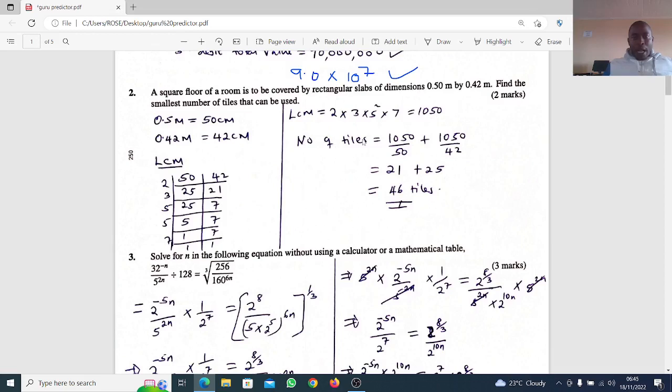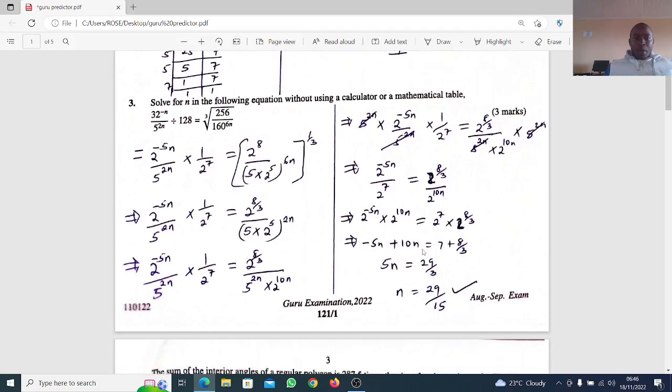So we want the least number of tiles. We now take 1050, the LCM you got, divided by 50, plus 1050 divided by 42, which gives you 21 plus 25, which gives you 46 tiles. Those are the number of tiles that were required, the least number of tiles that were required. Then we go to the next question, that's question number 3.